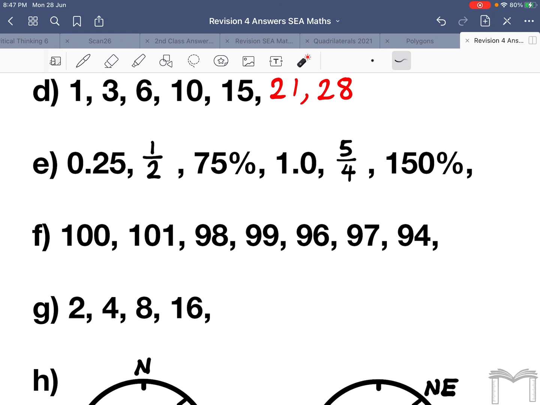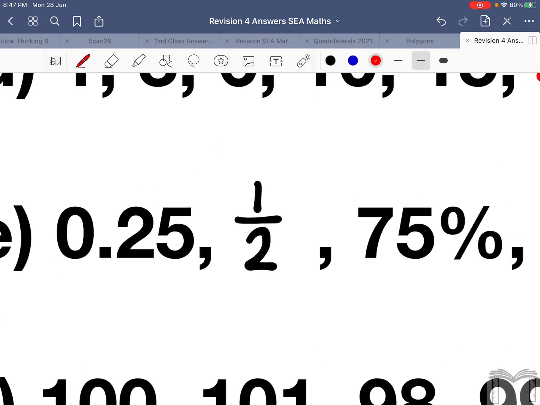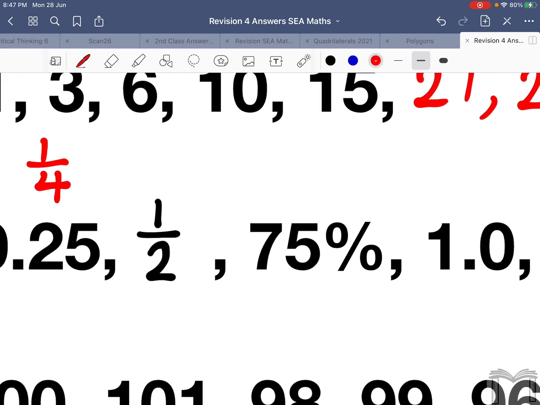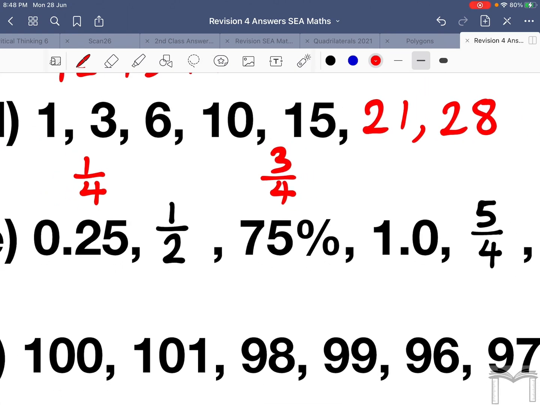E. So we are seeing decimals, fractions, percent. Decimal, fraction, percent. So we are going to keep that pattern, but the numbers seem to be increasing as well. 0.25, this is the same as a quarter. So from a quarter to a half, we increased by 1/4. Half to 75%. 75% is also 3/4. So again, we increased by 1/4. 3/4 to 1. Again, we increased by 1/4.